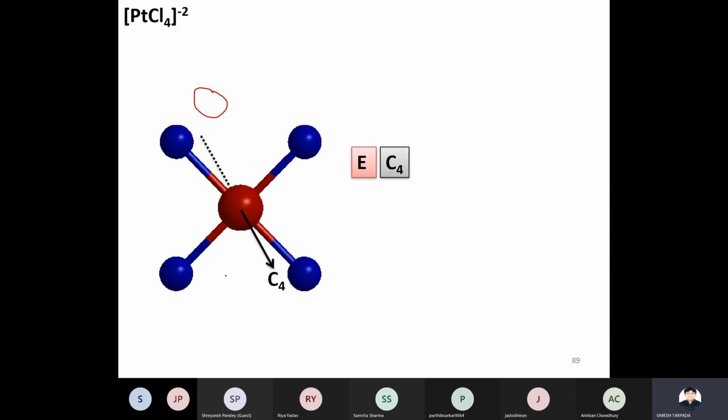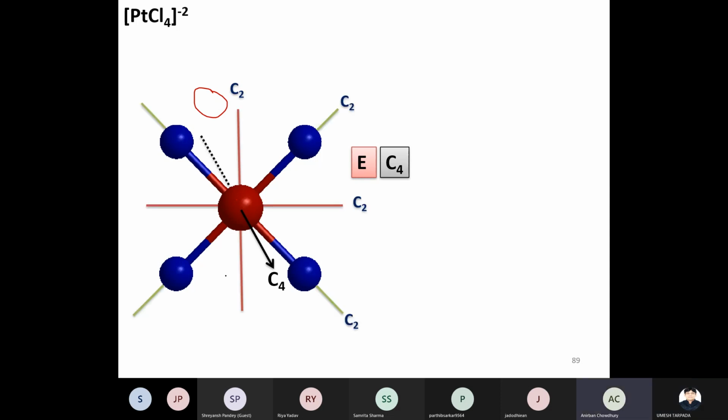C4, it is on your side. How many other C2? There are 4 C2 which are perpendicular to the principal axis. See, this is your principal axis. Perpendicular to it, there are 4 C2, and therefore the symbol used is D.